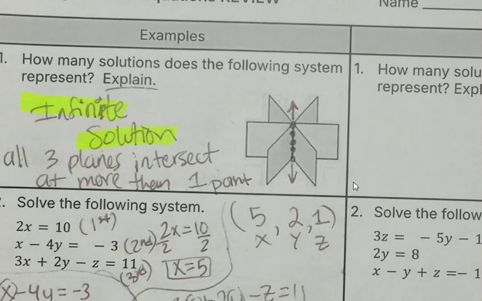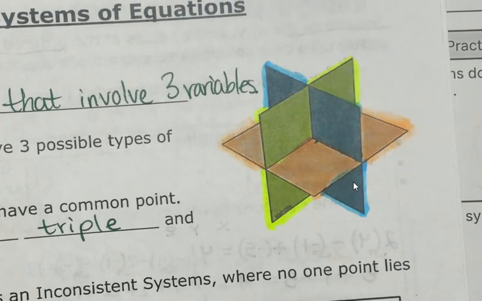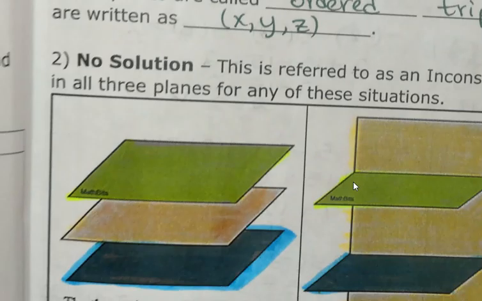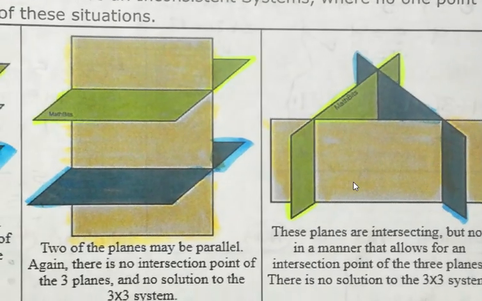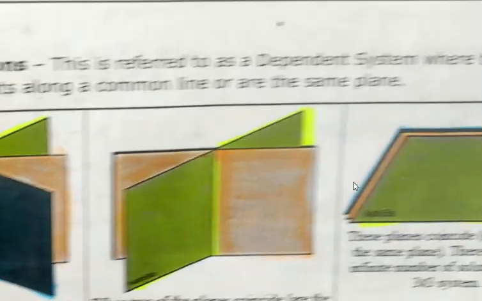So when we first learned this, we learned that there are three different types of solutions to a system. You have one solution, where all three planes are meeting at one point, or no solutions, where the planes are maybe intersecting, but not all three at the same time. And then the infinite solutions, which is where all the planes are intersecting at more than one point.